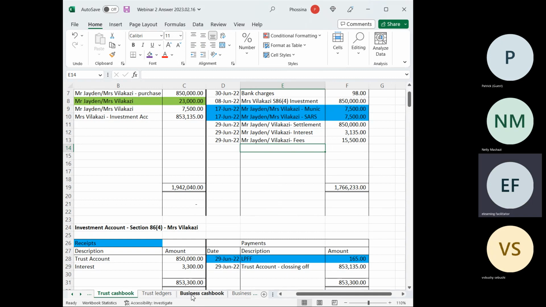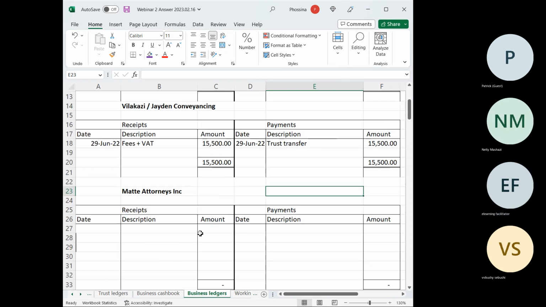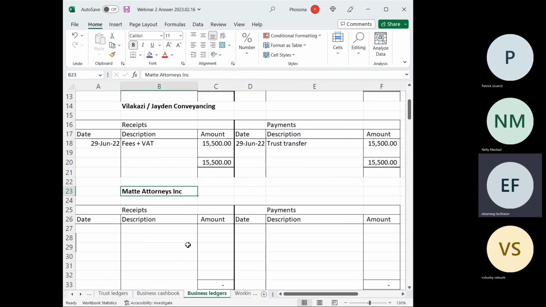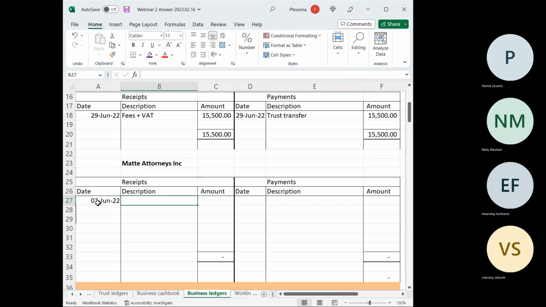business. We go to our business ledgers, we open a new matter, and in this case, it's one of our datas, and it's Met Attorneys Inc. So I had just done a blank template so that we show how to record. Okay, so it's 2 June 2022. We are raising an invoice for 500 rand.